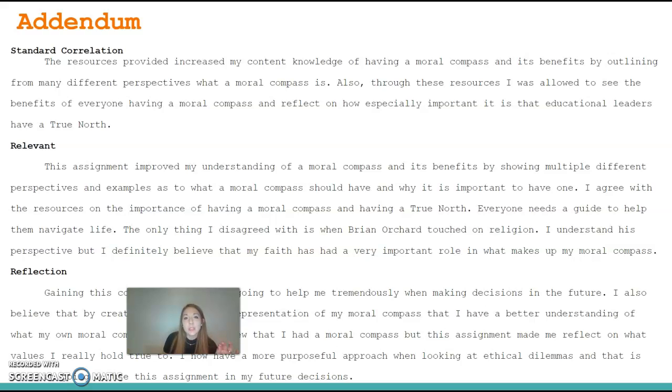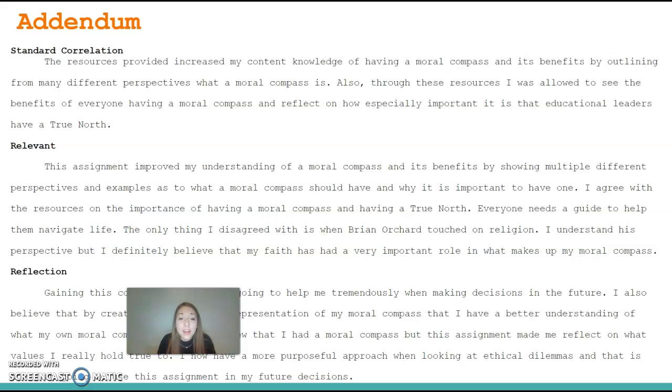The only thing I didn't quite agree with was when Brian Orchards kind of touched on religion. And obviously, I said on the previous slide that my faith has had a lot to do with my beliefs and my values. And I thought it was really unfair to lump the masses in with what he was saying. But I can see where he's coming from, so I don't completely disagree with him.